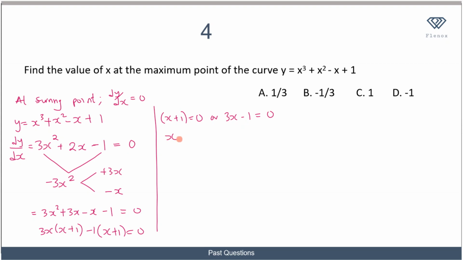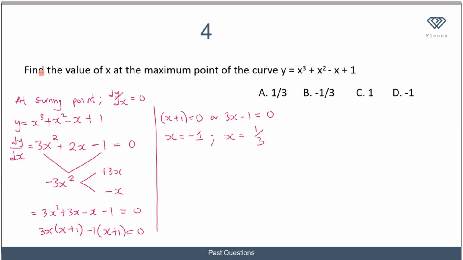So in this case, x is equal to minus 1, and in this case, x is equal to 1 over 3. Now I have two values of x, and both of them are in the options. You can see minus 1 as D and 1 over 3 as A. Which one do you pick?